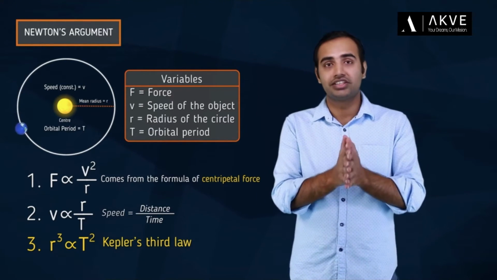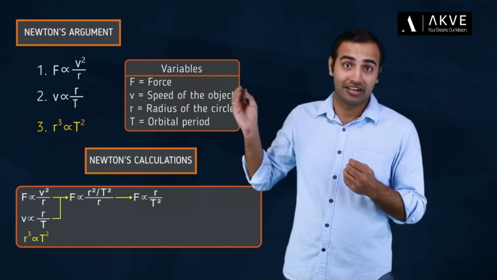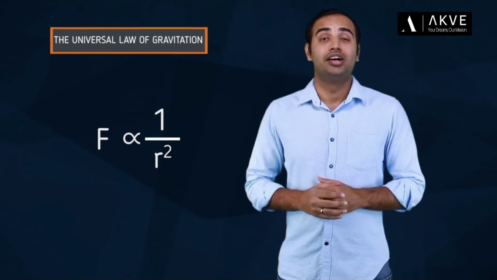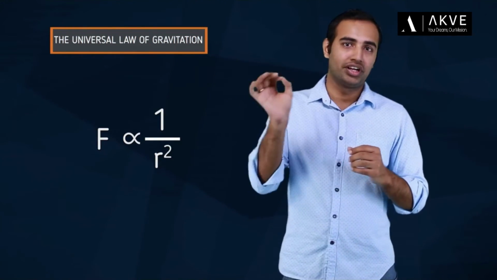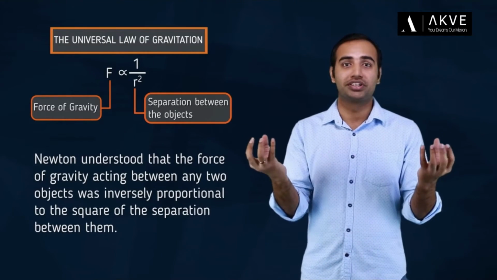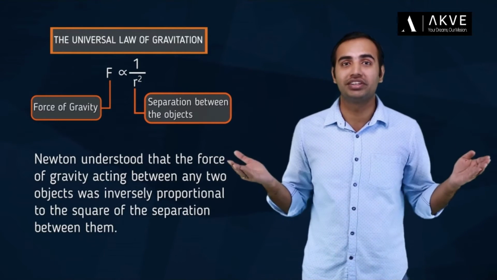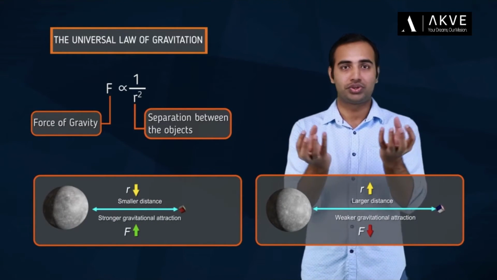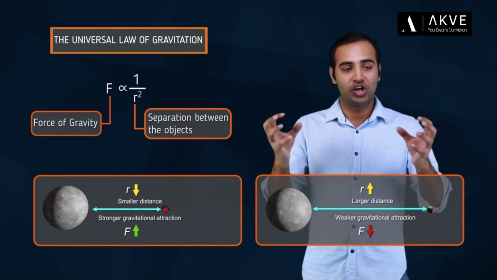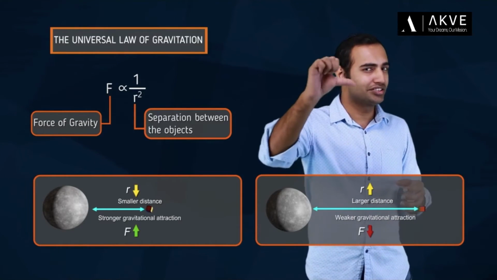He did a series of calculations to obtain the relationship between F and r as F proportional to 1 by r square. Now, from this relationship, Newton understood that the force of gravity acting between any two objects was inversely proportional to the square of separation between them. So, if the objects were close together, the force of gravity acting between them was high. But if the objects were placed far apart, the force of gravity acting between them was low.